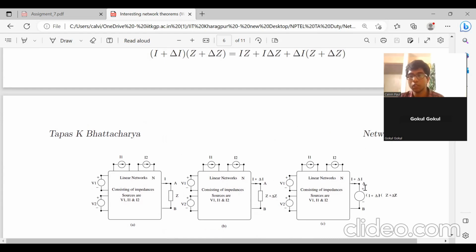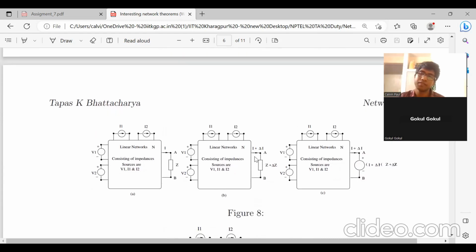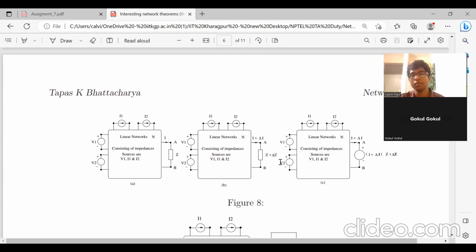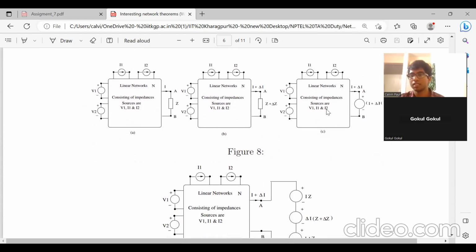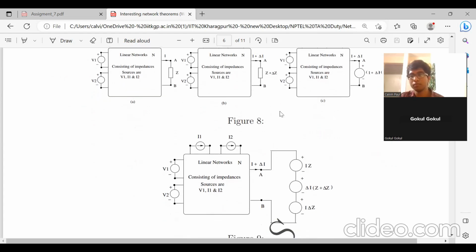So now this is a problem. One approach is we can again solve the entire circuit by replacing Z by Z plus delta Z, and find the new current I plus delta I. That is one approach, but that approach will take time. So is there a shortcut or a simplified method for us to solve such a problem? We will consider that.